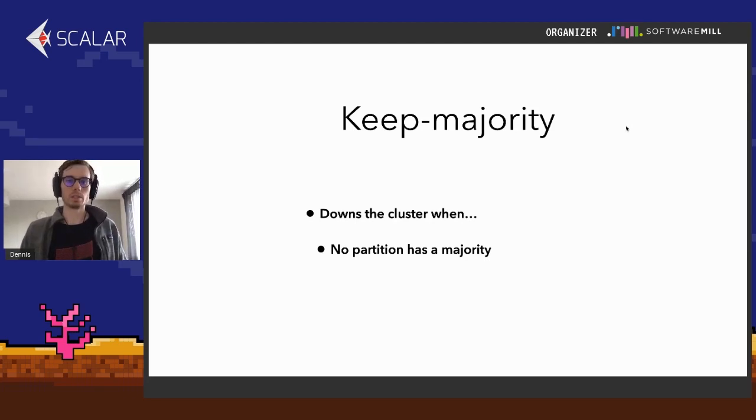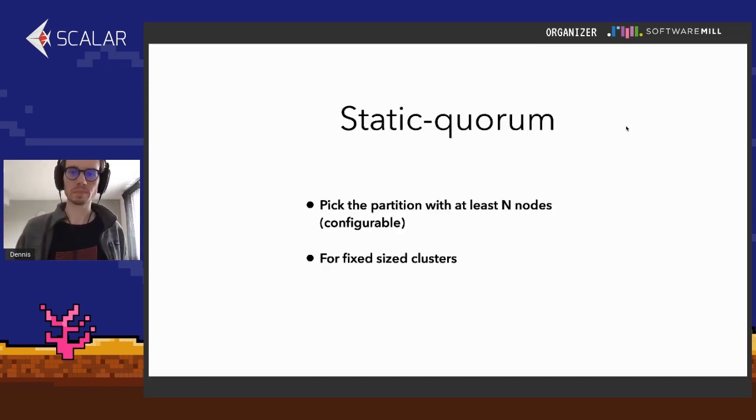And so what this means is no partition has a majority, and it will end up downing your whole cluster because no one will actually decide to survive. Because imagine with the 3 partitions, from the point of view of one partition, it doesn't know if there are 2 on the other side, if there are 2 partitions or only 1. So in this case, no one will decide to survive.